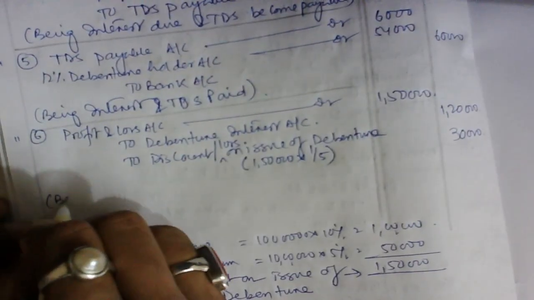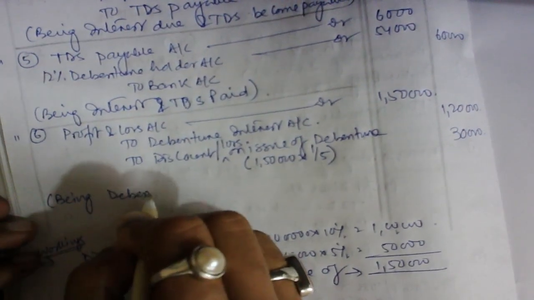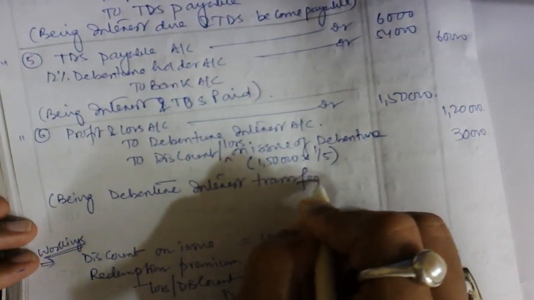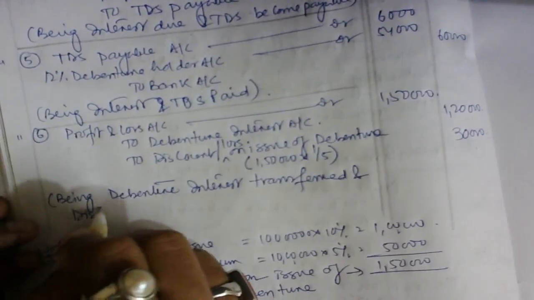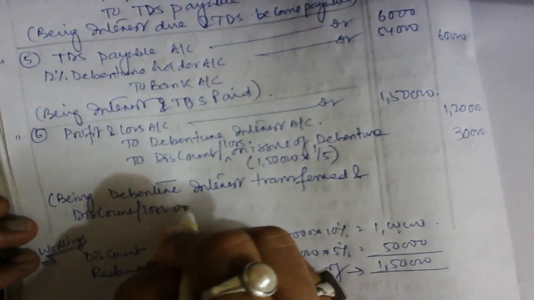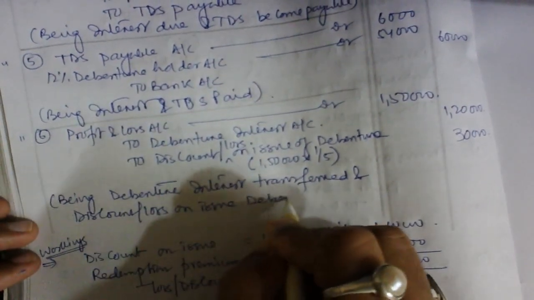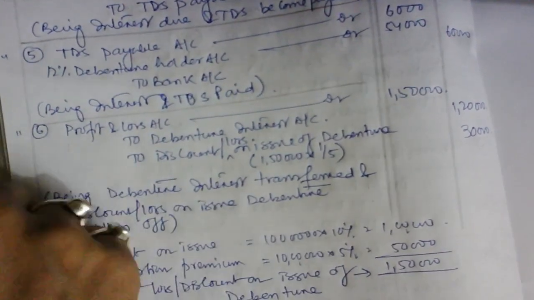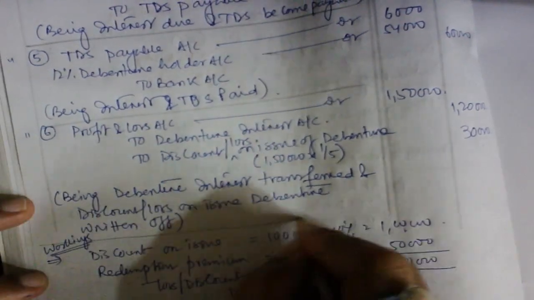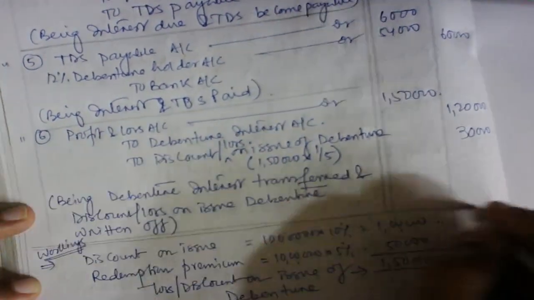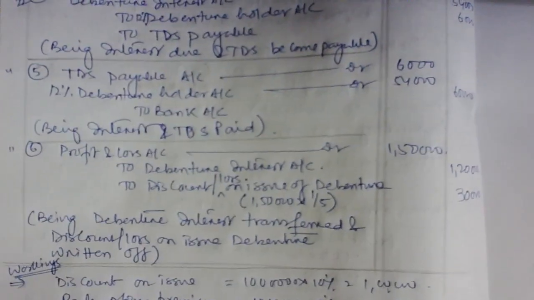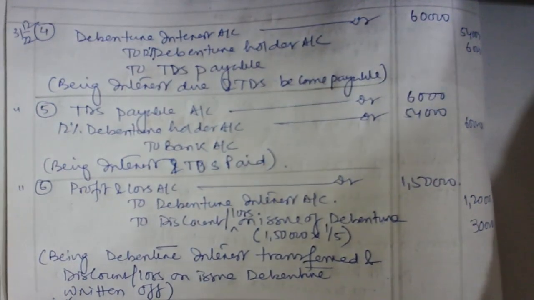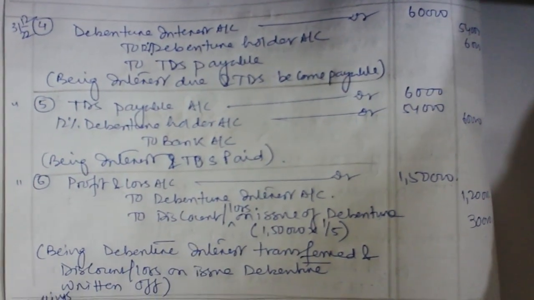So you can write here being debenture interest transferred and discount or loss on issue of debenture written off. Done, sir. Then our full journal entry and the sum is completed fully. It's done, sir. Now it's a compact one. It's fully completed. Okay? It's fully completed, guys. Thank you, guys.